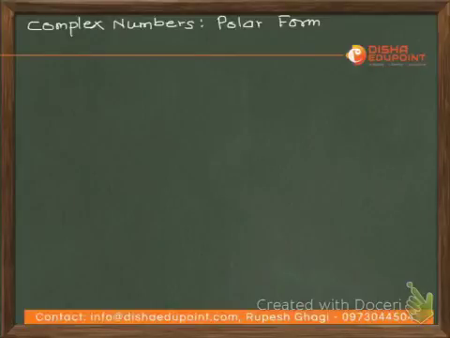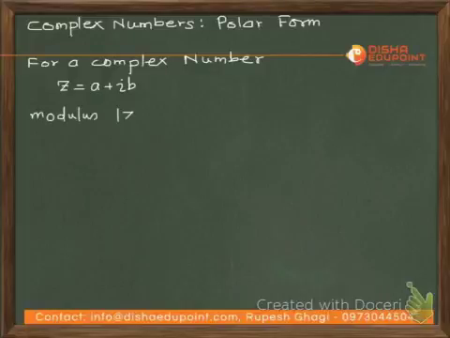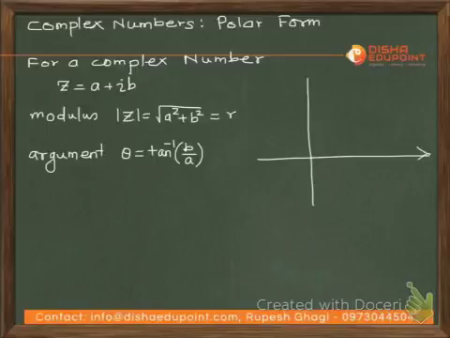Hello students. In this video we are going to learn about the polar form of complex numbers. Let's consider a complex number z equal to a plus ib. The modulus of this number, mod z, is equal to the square root of a squared plus b squared, and the argument is theta equal to tan inverse of b upon a. We have already studied this in an earlier lecture. Now let's also call this modulus r.